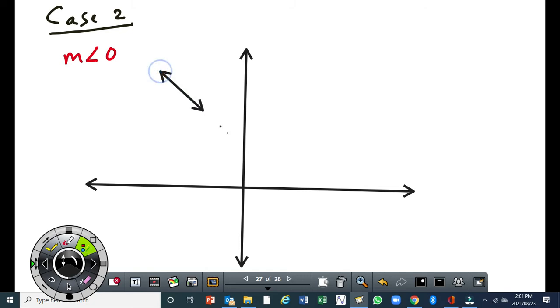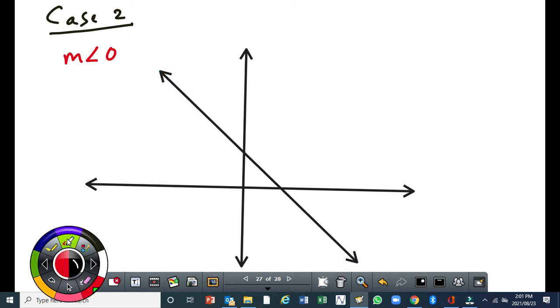In that case, we are going to have a scenario like that. So, our angle of inclination is going to be this angle now. This is going to be our angle of inclination. I'm going to represent it by theta, whereby the gradient is now negative. Okay? So this is x, that's y.